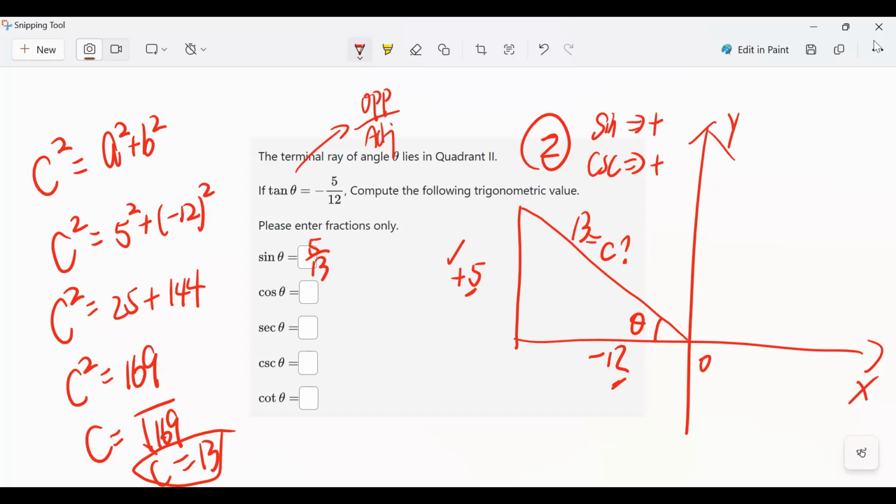Cosine will be the adjacent over hypotenuse, that's over 13, negative. Secant is the reciprocal of cosine, so -13 over 12. And the cosecant is the reciprocal of the sine, 13 over 5. Cotangent is the reciprocal of tangent, which is this, -12 over 5. Yeah, so that will give us all the correct answers here. Any questions about this?